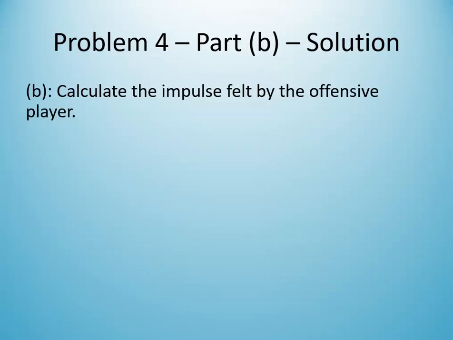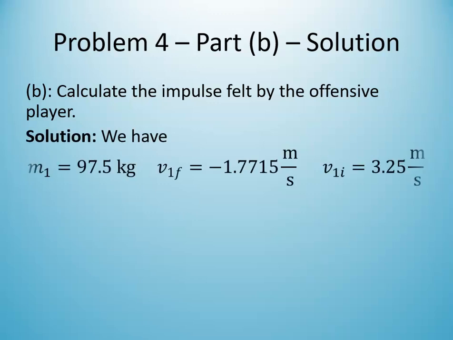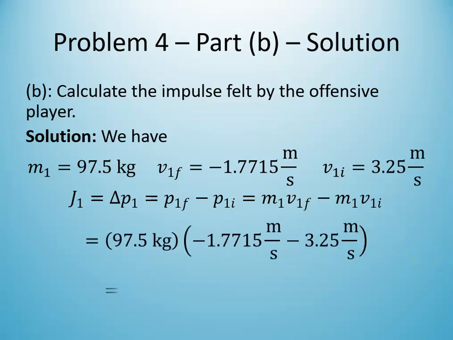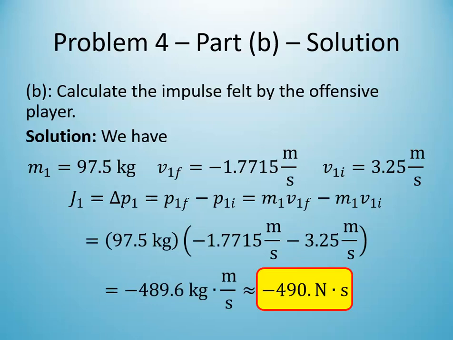Now, the impulse felt by the offensive player, well, impulse is change in momentum. We know the final and initial velocities and the mass of the offensive player, so that's enough to calculate a change in momentum. Impulse is delta p, but that's p final minus p initial, and I used the 1 subscript to denote, hey, this is the offensive player who we're calling number 1. And we can, again, factor out this mass 1 if we want, and then plug in our numbers. And upon doing that, we get that the impulse felt by the offensive player is 490 newton seconds toward the left. I could call this kilogram meters per second if I wanted to.